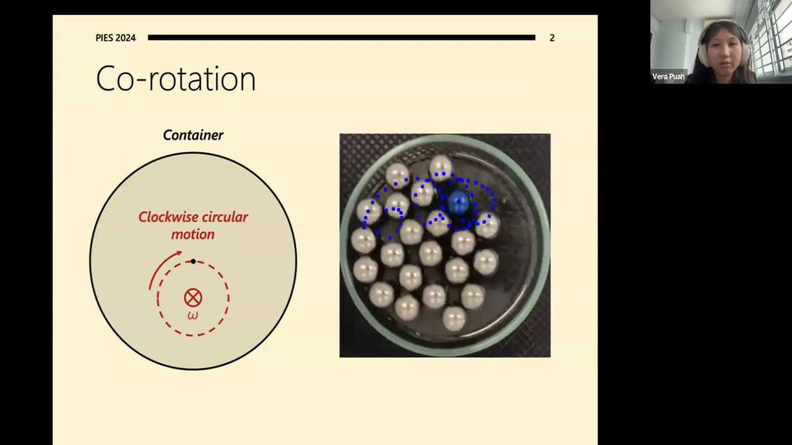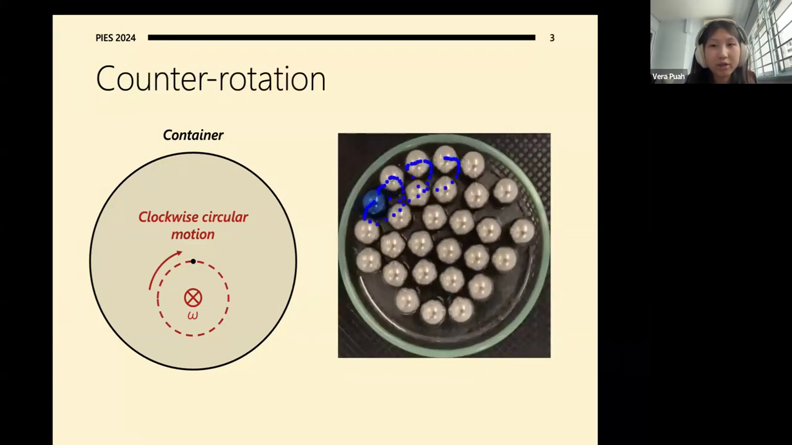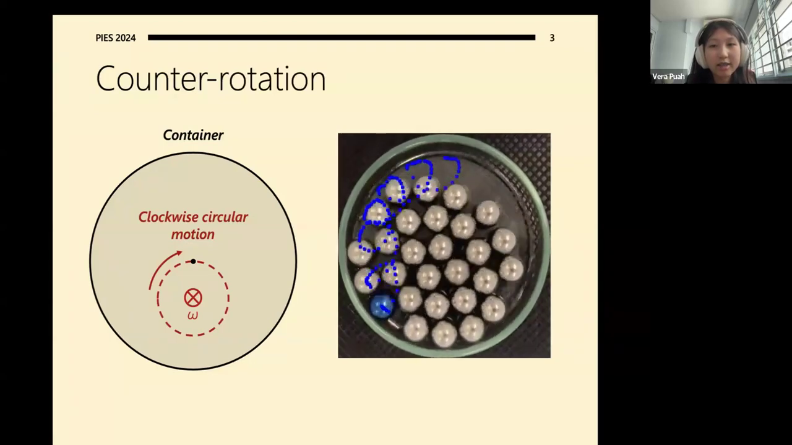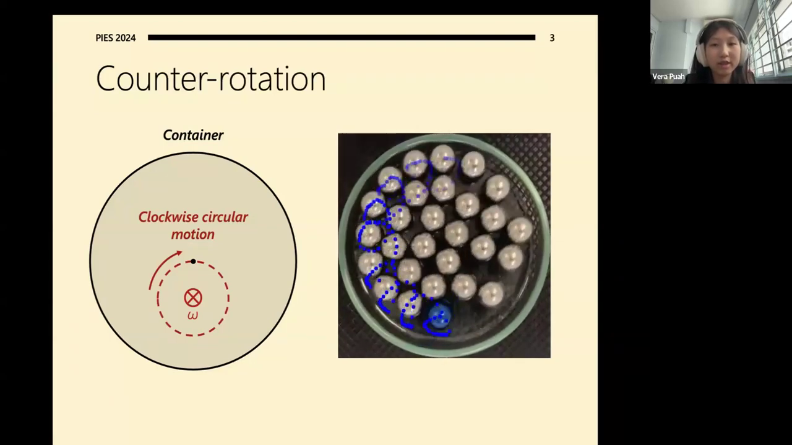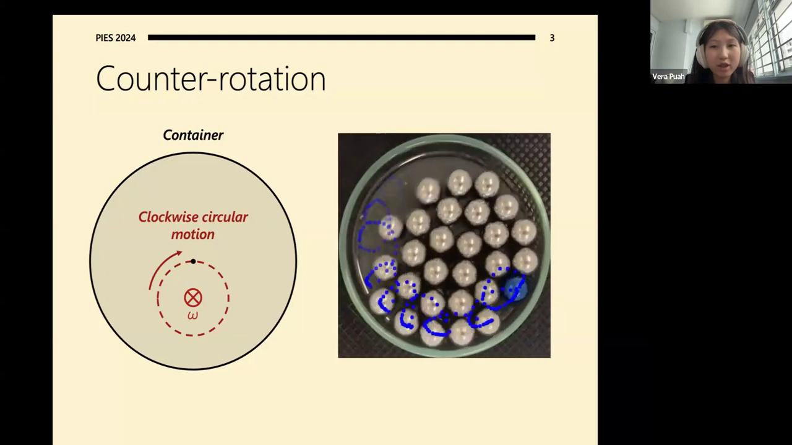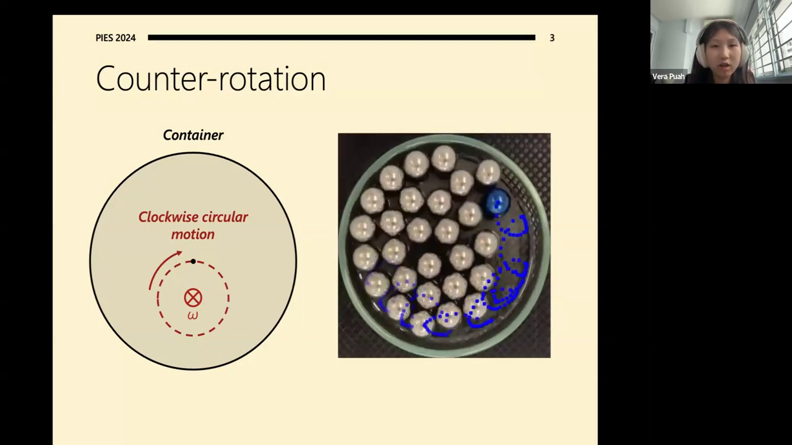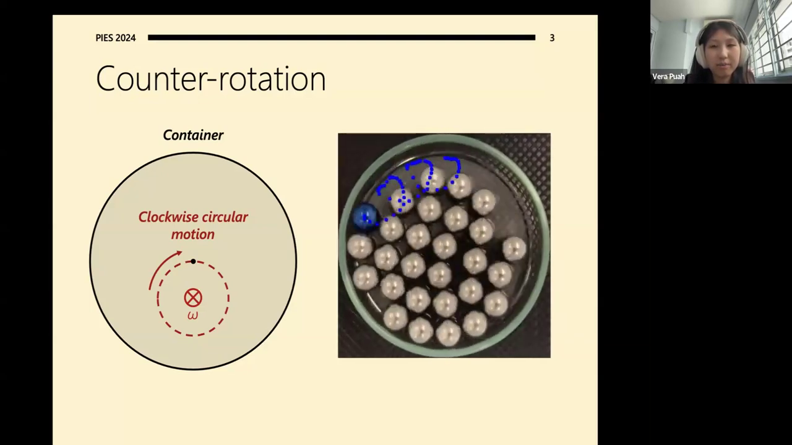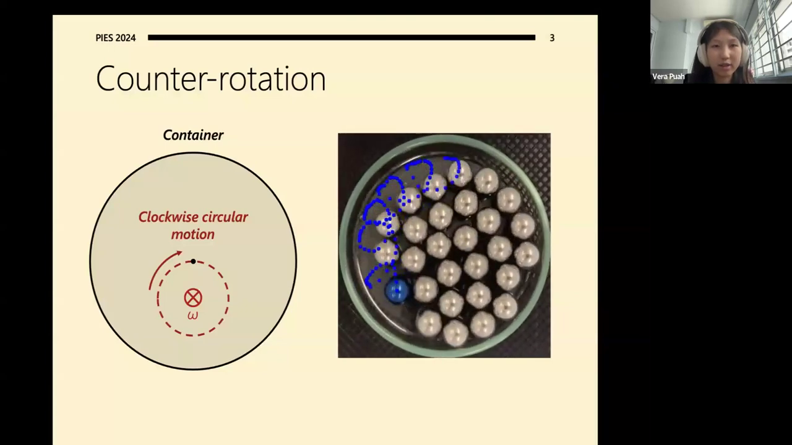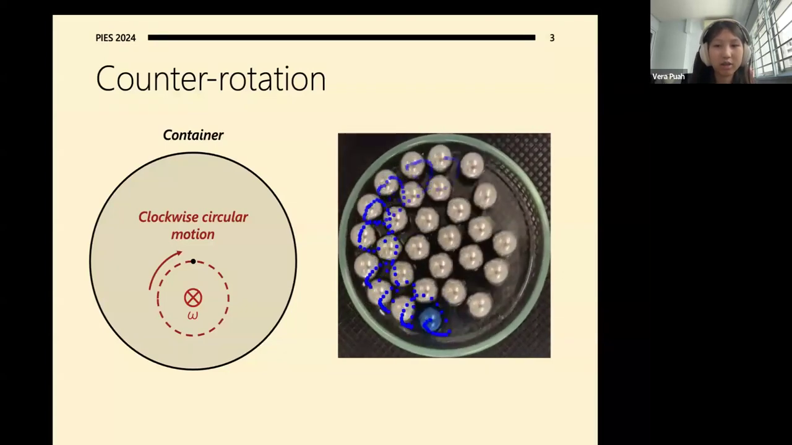Now we can look at another motion of this ball as well. We can trace this exact same path as the container moves still in the same direction. However, now it's in the opposite direction. So now it's moving in a counterclockwise direction, and the container is moving in a clockwise direction, which makes us term this counter rotation.